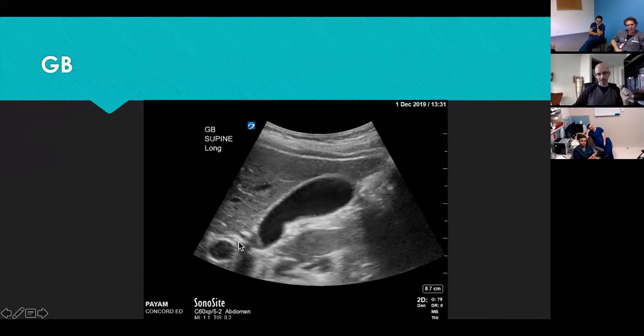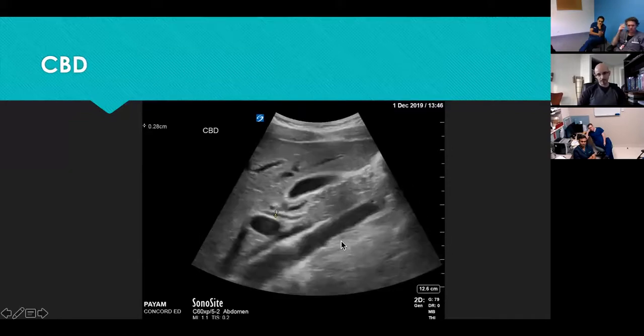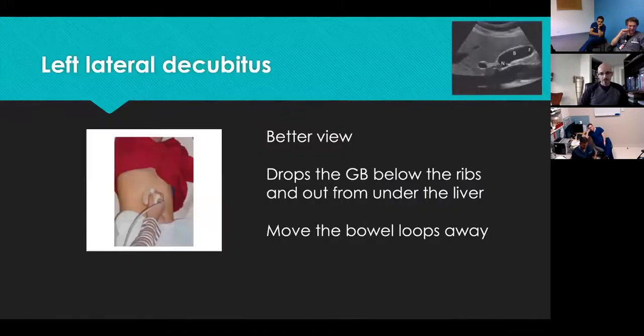Then we have a glimpse of the CBD and the portal vein there, and again some gas there with the shadow of the gas. Now, here again, we are going to open up the CBD. Usually, if you want to open up the CBD, let's go back to this view.